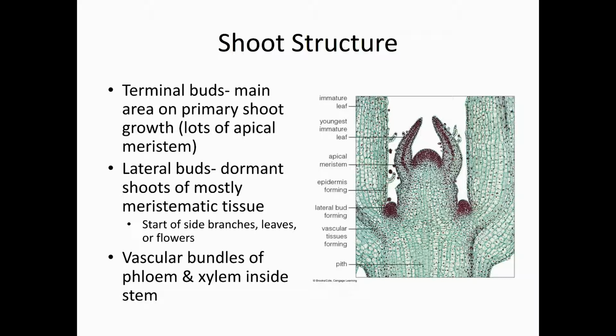The lateral buds here, these are the starts of side branches, leaves, or flowers. So this is another place where there's meristem. This is a place where the plant is growing. And then, of course, you have the vascular bundles on the inside. There's some, and there's some.